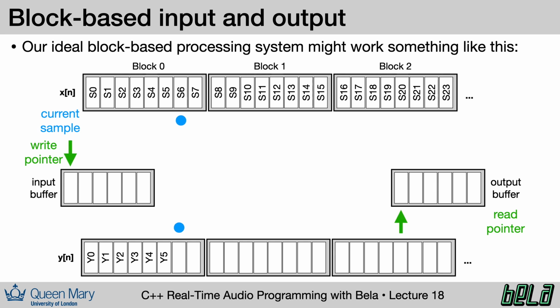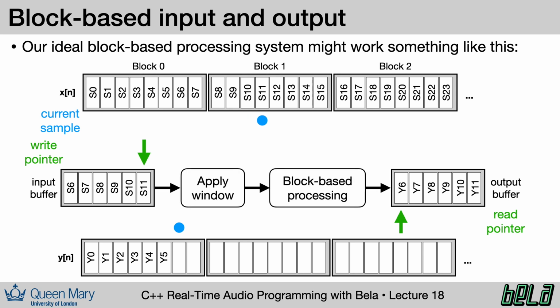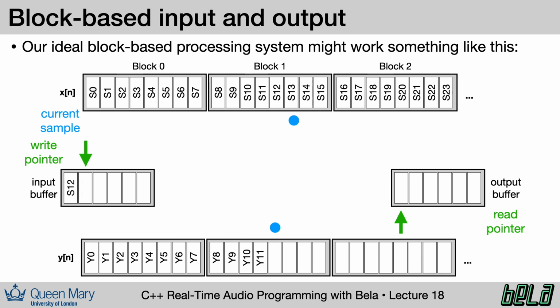Once that's done, we empty our buffers and start all over again, copying 6 samples into the input buffer. Once that's finished, we can apply a window function, run some kind of block-based process, generating an output buffer, and then once again we copy the output buffer into y of n, and we can go along like this 6 samples at a time indefinitely.